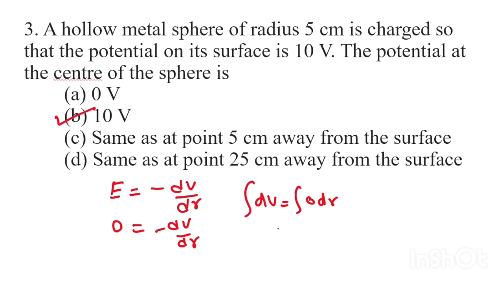Now we integrate both sides. So the value of V equal to constant. So potential inside the hollow sphere is same as on the surface.